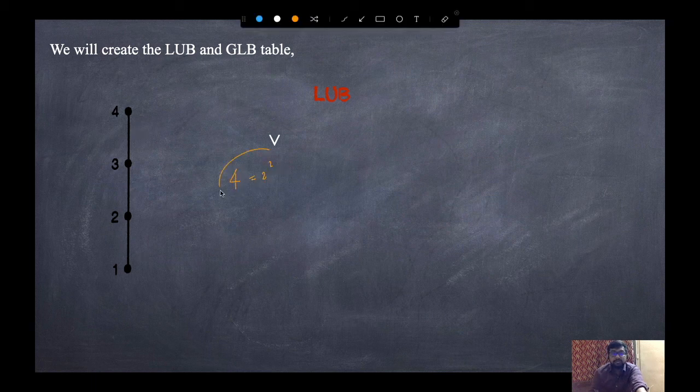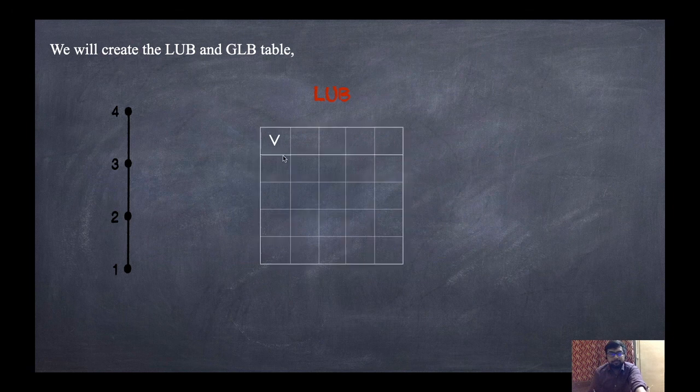So for lattice, we will have to create the GLB table and LUB table. So let us create it. The table will contain the points 1, 2, 3 and 4. These 4 points are 2 raised to 2, so that satisfies that property, and we can go further. The points will be 1, 2, 3 and 4 in the rows, and in the columns it will be 1, 2, 3 and 4.